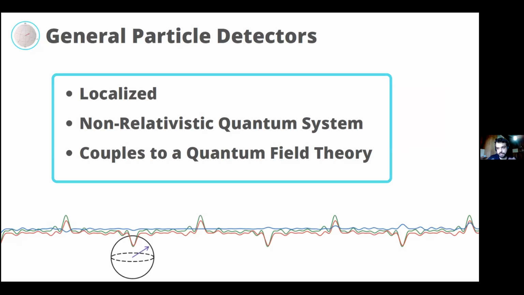Now let's talk about these general particle detectors. A particle detector model, at least for me, is a localized and relativistic quantum system that couples to quantum field theory. This is the usual notion of particle detectors that is used in the literature. So I decided to consider a sort of general model: an arbitrary non-relativistic quantum system that couples to an arbitrary operator in a quantum field theory and that is localized. So let's see what I mean by this.